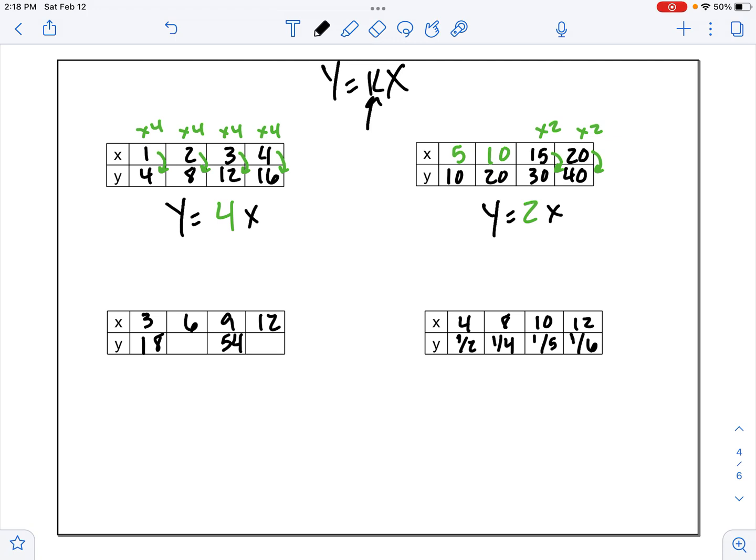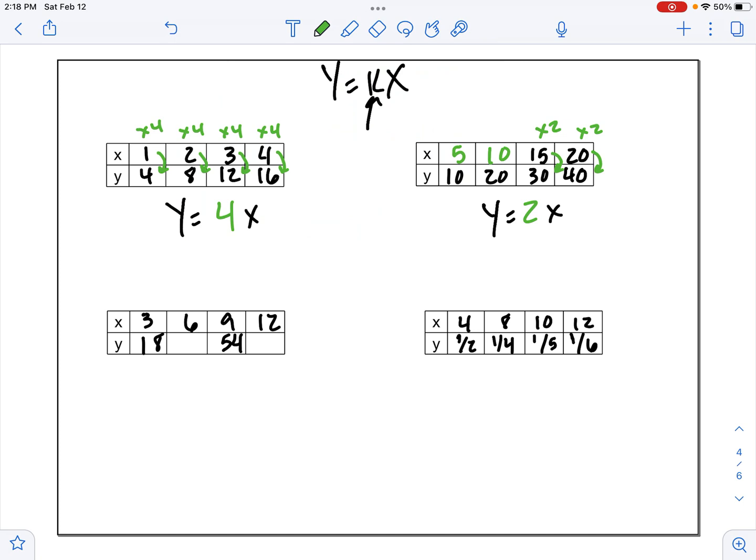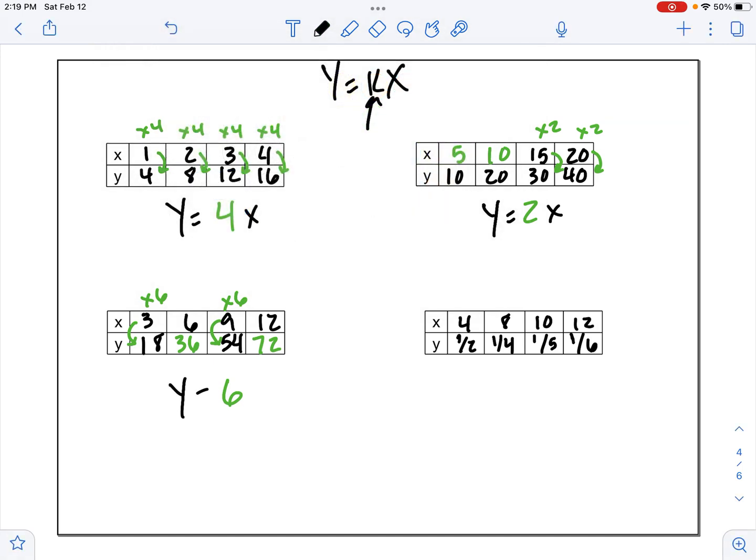So let's look at this one down here. Again, a couple of numbers missing, but what did I multiply here? Looks like times 6 and times 6. That means this must be 36, because I have to keep that pattern of times 6, and this must be 72. So 6 is my k value. And that's the equation for that particular table of values.